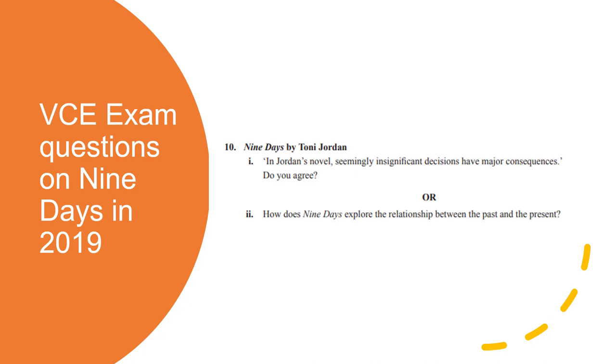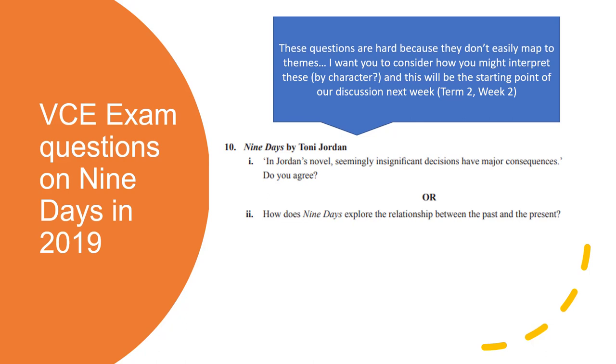Here's what I want you to do. I've said they're hard. These questions are hard because they don't easily map to themes. I want you to consider how you might interpret these. Could you use characters? Could you start to think about different ways of looking through multiple themes? This is going to be the starting point for our discussion next week, okay?